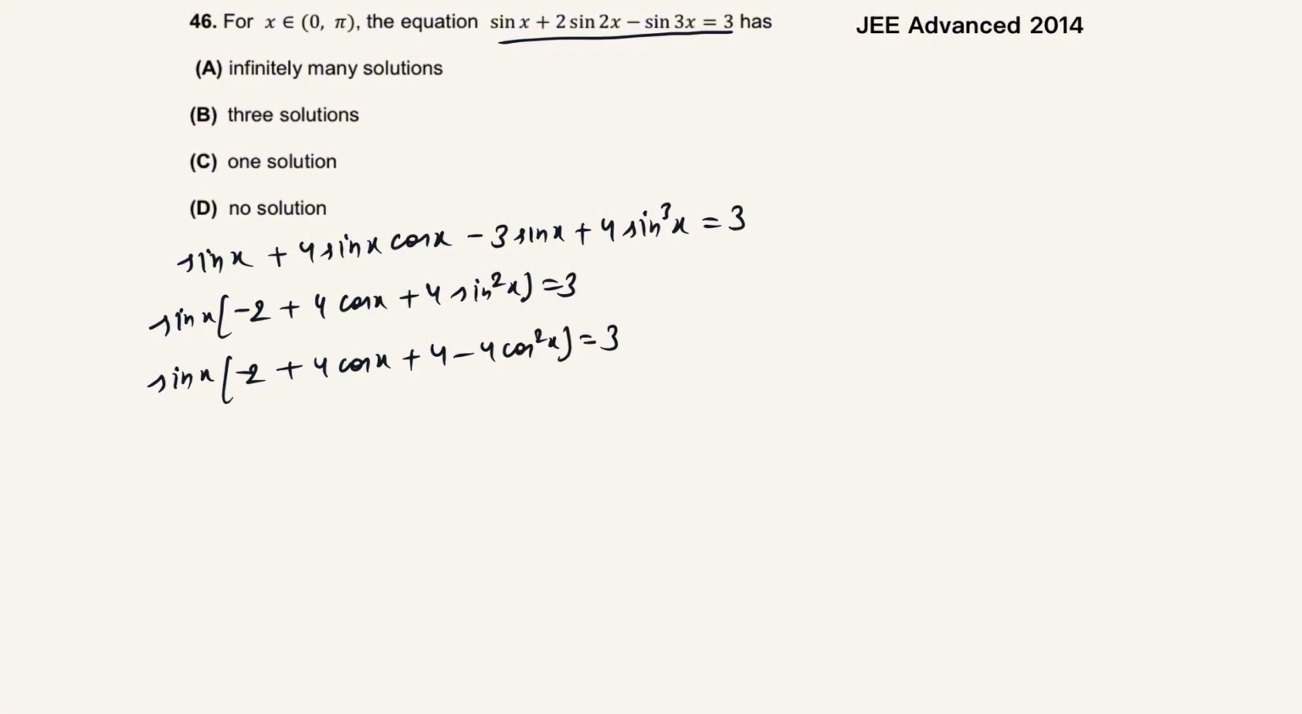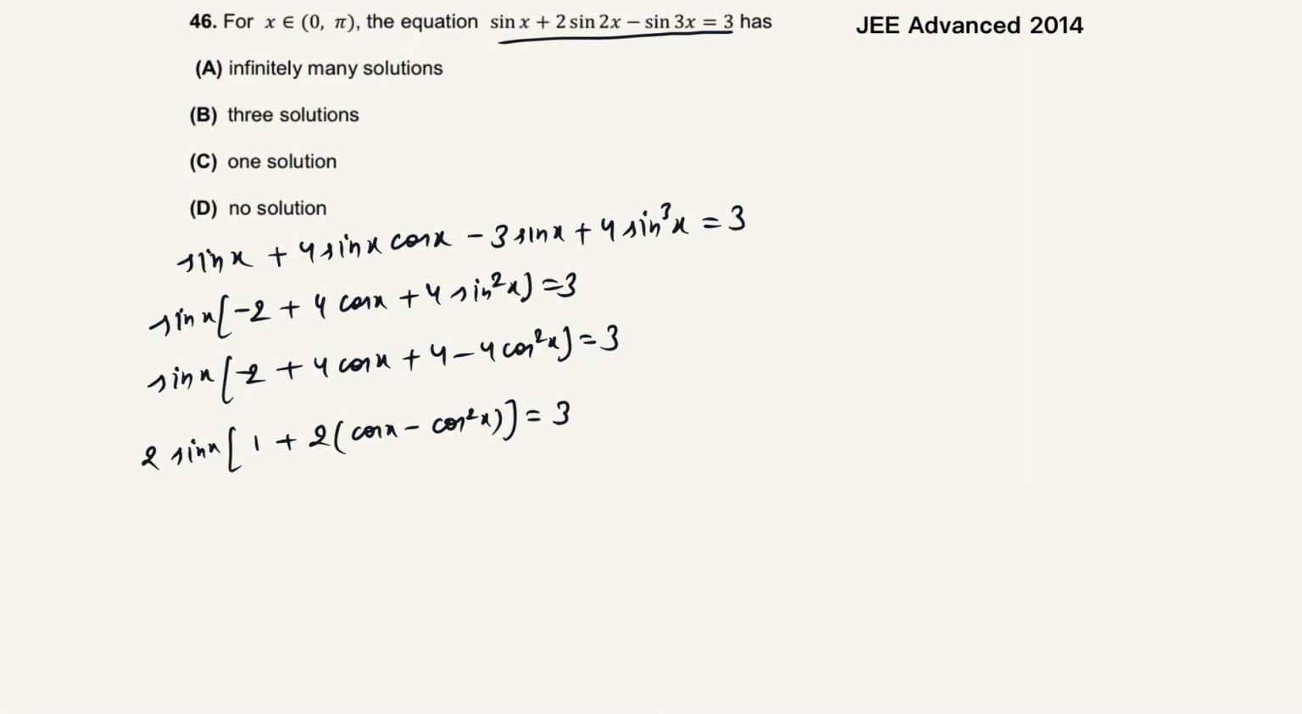And we can take 2 common from this equation. So we will have 2 sine x into 1 plus 2 cos x minus cos square x equals 3. And now we can see that the left hand side has sine x and cos x terms. And since we have to find the solution, the ideal way is to reduce the left hand side to have only one function, either sine or cos or some other.